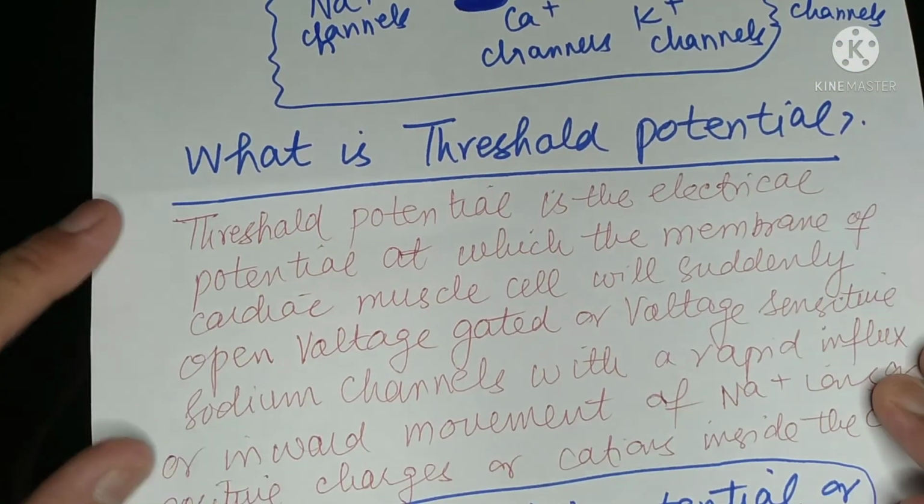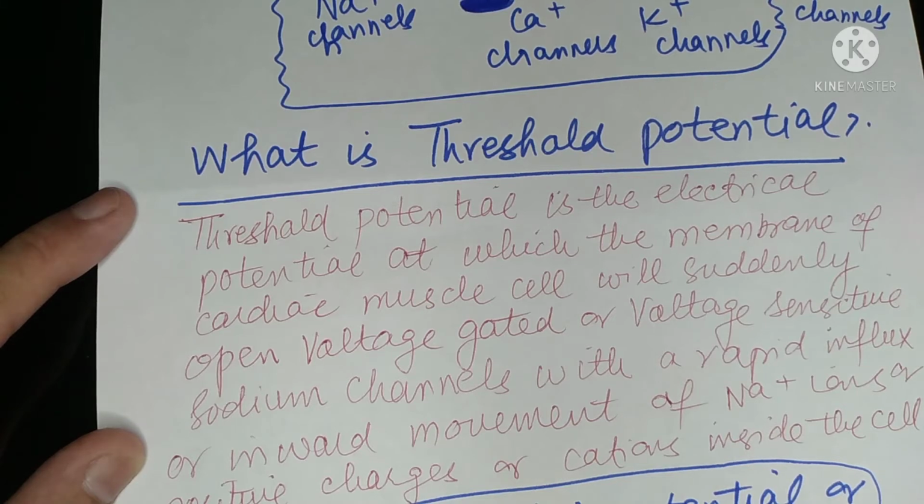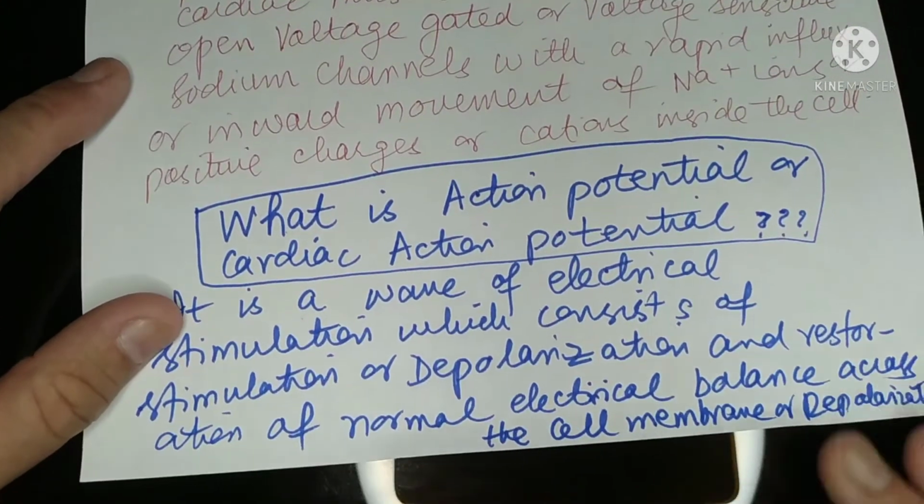Another important point to know is what is threshold potential. As I have told you, there is a resting membrane potential with a value of minus 90 millivolt. Threshold potential is the electrical potential at which the membrane of the cardiac muscle cell will suddenly open voltage gated sodium channels, with a rapid influx or inward movement of a large number of sodium ions into the cell, that is, the sodium ions move rapidly from the outer side to the inner side of the cell. This is the threshold potential. These terminologies are important to understand.